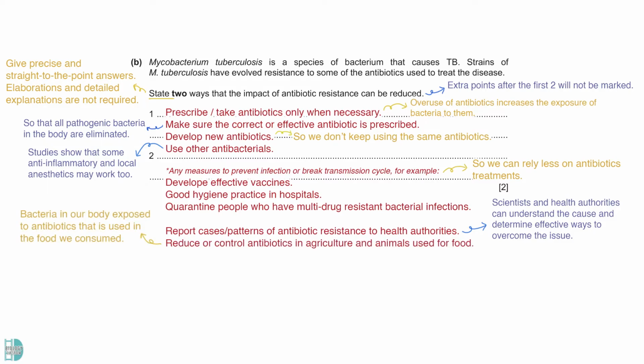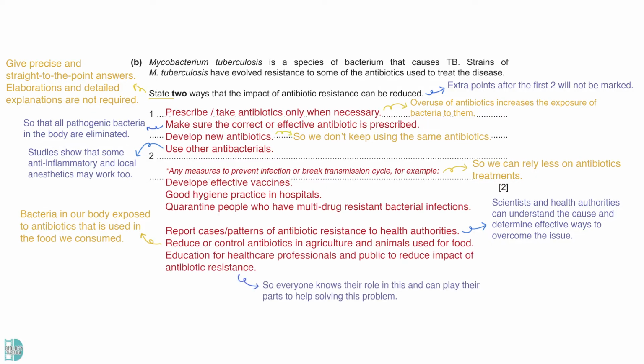Antibiotics in agricultural farms and animal use for food should be regulated and controlled. This can reduce the chance of bacteria in the human body encountering antibiotics in the food. Education for healthcare professionals and the public must be done. This allows everyone to understand the role they can play in reducing the impact of antibiotic resistance.